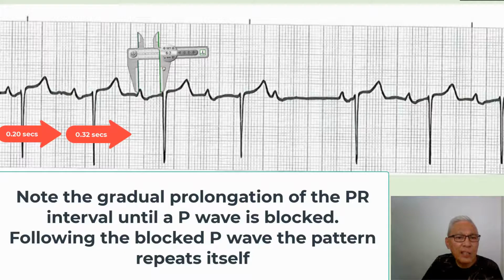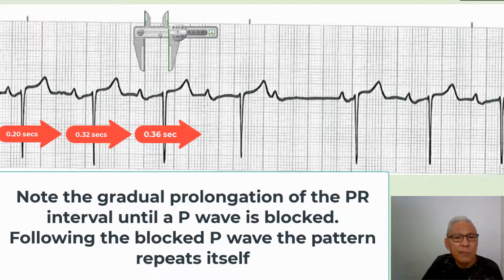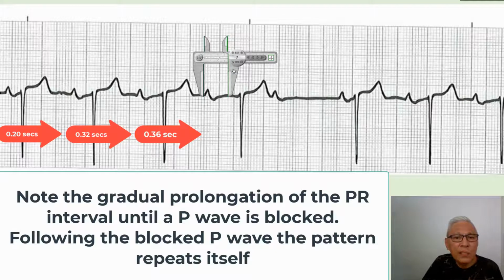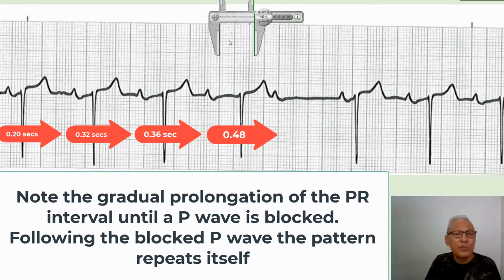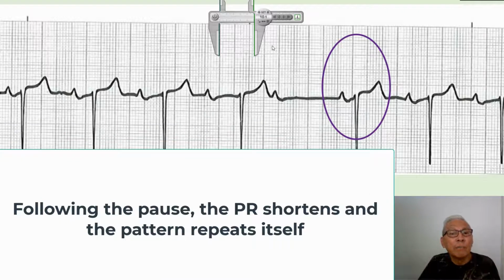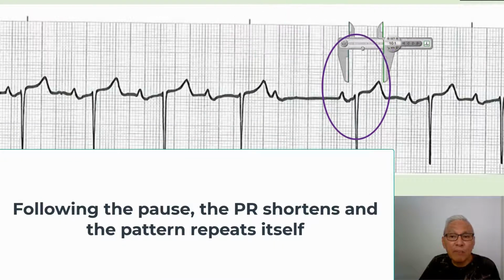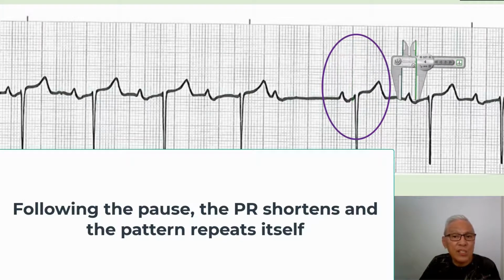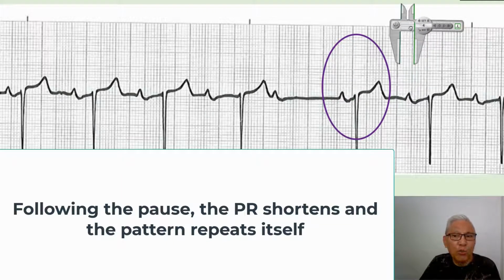And it looks like it is 9 boxes. And then we go to the next one, and it is even longer. And this time it's 12 boxes. So as you could see, there's a gradual prolongation of that PR interval. Following the pause, following the P wave that is not conducted, there should be a shortening of the PR interval again. And it is. It shortens and then gradually increases in its duration once again.